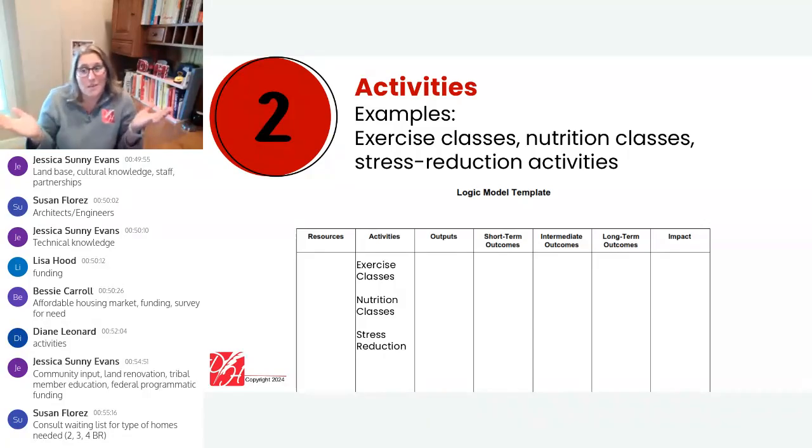Depends on the grant maker's format for how much space you have, but your answer to that narrative question should come from this blueprint. All right, I see some activities are coming into the chat. Let's see what we've got. Community input, land renovation, tribal member education, federal programmatic funding.